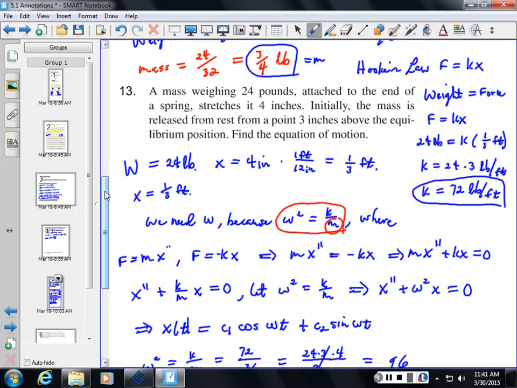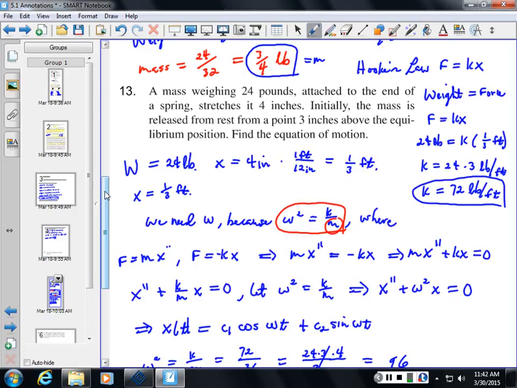It says, initially the mass is released from rest from a point 3 inches above the equilibrium point. So if it's above, that denotes it's going to be negative, because at the equilibrium point, if gravity is pulling everything down, and if that downward motion is said to be positive, anything above that is going to be negative. So the negative sign just denotes the location of the initial start of this force based on the point of rest or the equilibrium position.